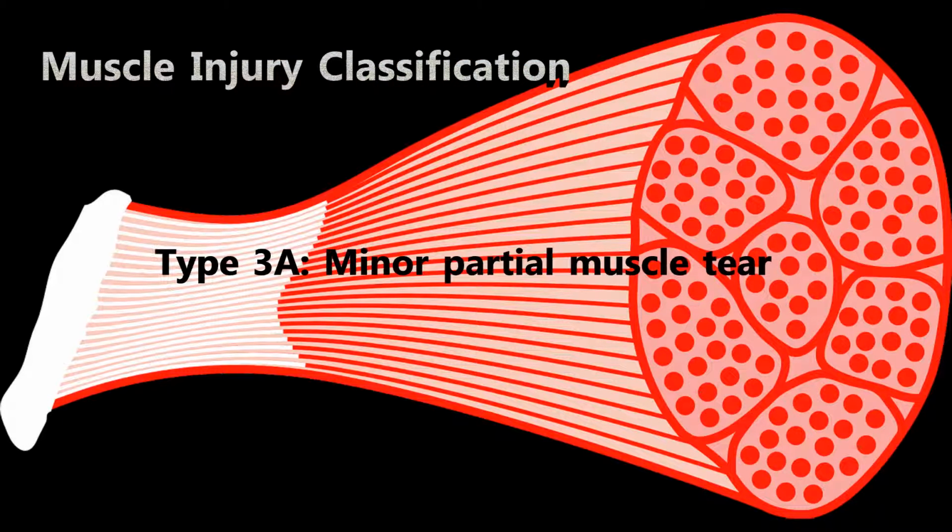Type 3A, minor partial muscle tear. Now we get to the structural types of muscle injury that most people are aware of and would call a strain. This type of tear will have a maximum diameter of less than a muscle fascicle bundle.